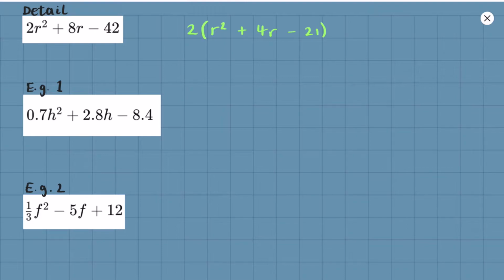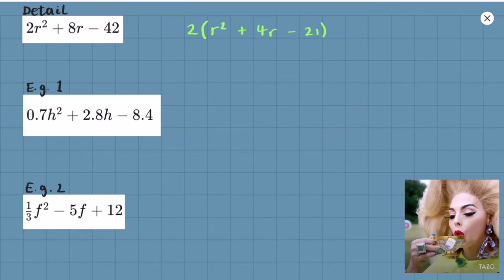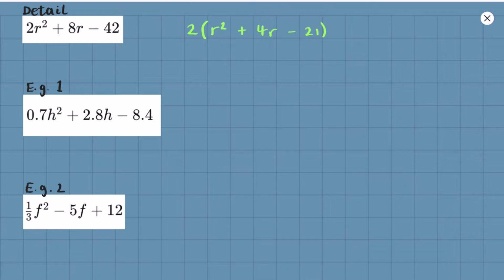How do I know it's nicer? Kind of a guess, but we see 21 has got some factors that interact nicely with 4. So let's see how that plays out. Keep everything in line is a good tip. I know this is probably going to work, so I'm going to go ahead and draw my double brackets.